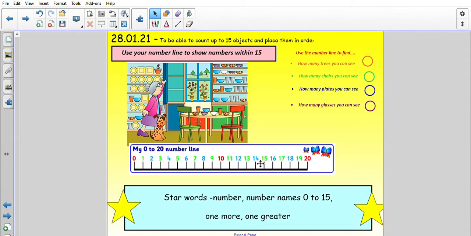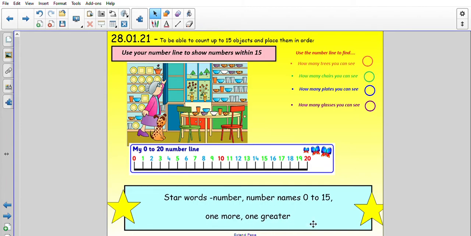15, 14, 13, 12, 11, 10, 9, 8, 7, 6, 5, 4, 3, 2, 1, 0. Sounds like we were blasting off a rocket, didn't it? Well done.